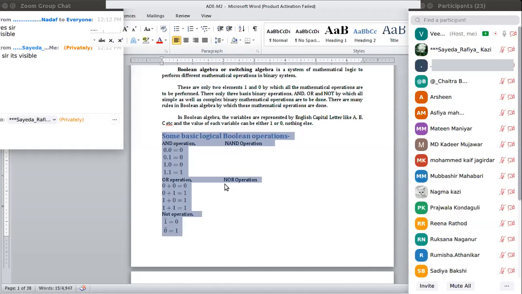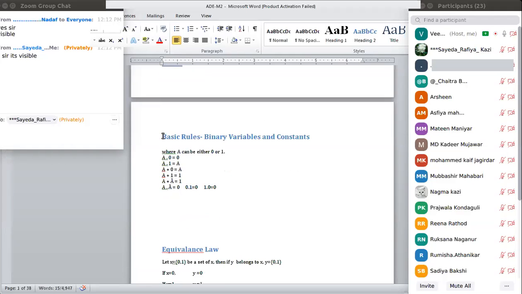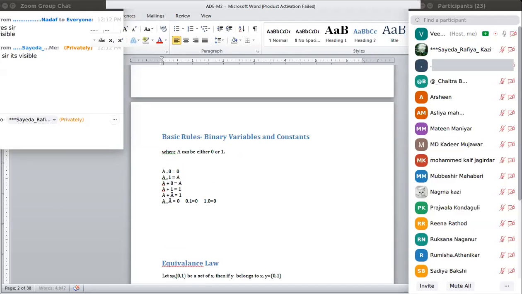Okay, now here, there are some basic rules of binary variables and constants, that we will see here. Let us assume A is either 0 or 1. By considering these products, see A is a variable now, and 0 and 1 are constant numbers. Now here I am combining the variable with the constant number. So what will be the rule that I will get from this?